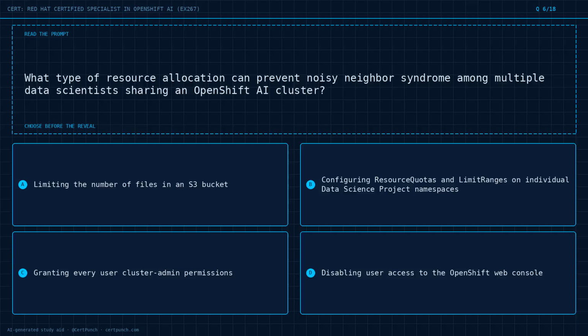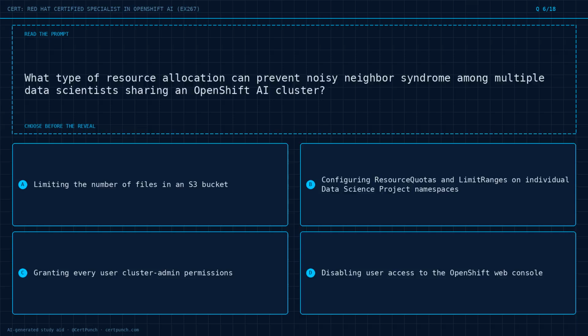Option A. Limiting the number of files in an S3 bucket. Option B. Configuring resource quotas and limit ranges on individual data science project namespaces. Option C. Granting every user cluster admin permissions. Option D. Disabling user access to the OpenShift web console.